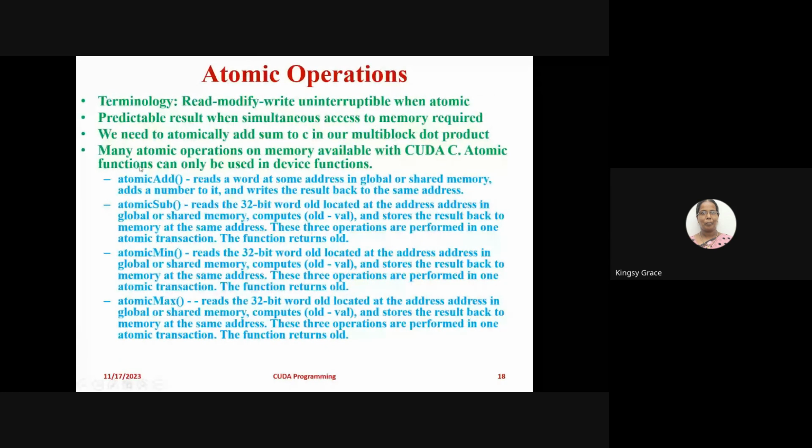So what happens while using atomic operations is that it reads the word, that is, it reads the data from memory at some address, either in global or shared memory. Whether the data is in global memory or shared memory, it will be read by the atomic add function. After that, it adds a number to that old value, and the result is written back to the same address. That happens with the help of atomic add. So if you have used the atomic add function, there is no need for another for loop.